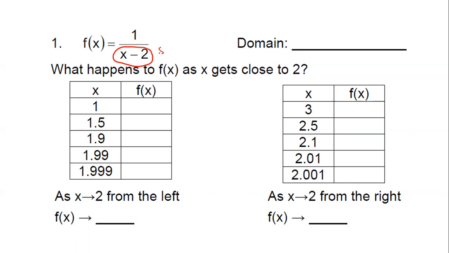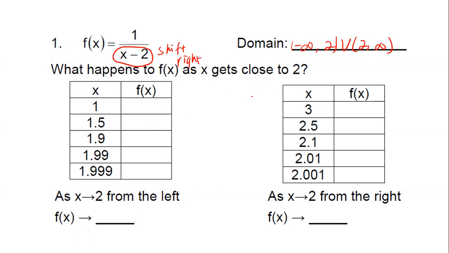So this was a shift to the right, okay? And because of that, that meant that our vertical asymptote also shifted, correct? So because our vertical asymptote shifted, what is the domain of this rational function? Negative infinity to 2, or 2 to infinity, right? That's kind of what we talked about yesterday. Agreed? Okay.